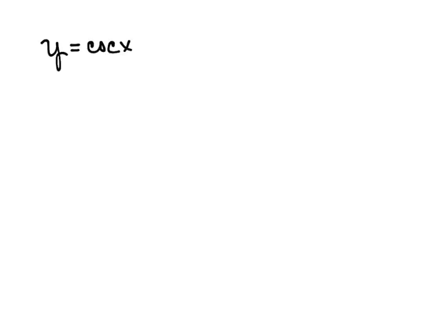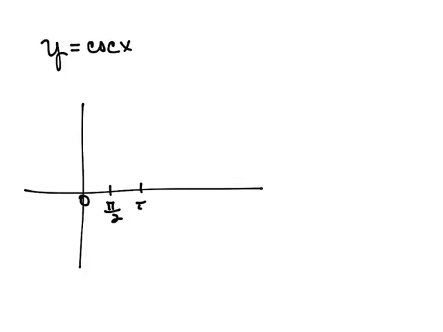To sketch the graph of y equals cosecant x, we're going to recall that cosecant is the reciprocal of sine. So we're going to first of all sketch what the sine graph looks like. So if we draw in the key points, our quadrants, 0, pi over 2, pi, 3 pi over 2, and 2 pi. Let's first of all sketch the sine graph.